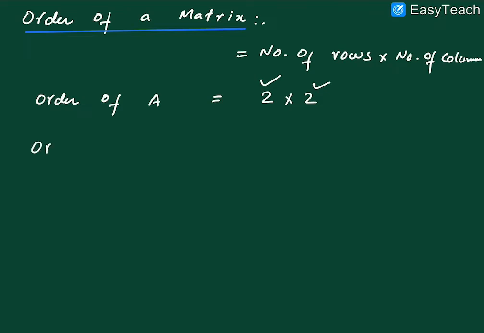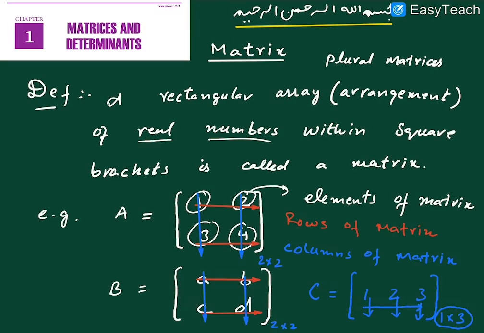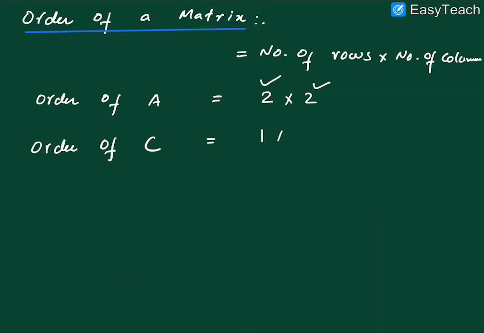What is the order of C? You can see here, 1 row and 3 columns. So 1 times 3 is the order of C. So like this, if a matrix A has m rows and n columns, then we can say the order of that matrix is m times n.